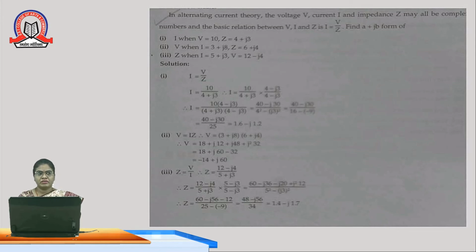Similarly, for the second one, V equal to IZ, given that I equal to 3 plus j8, Z equal to 6 plus j4. Multiplying these values, we are getting the answer of V as minus 14 plus j16.